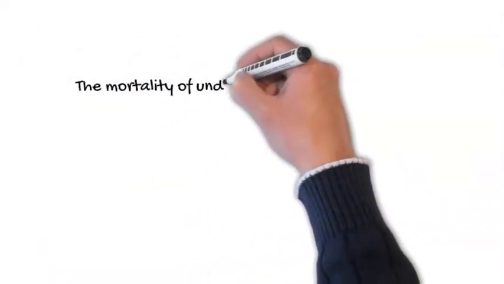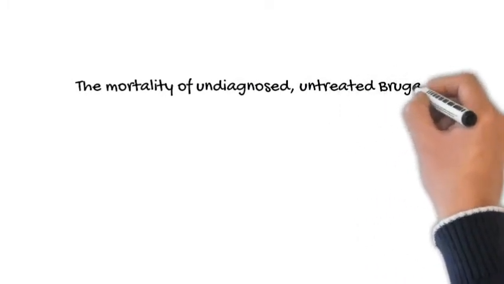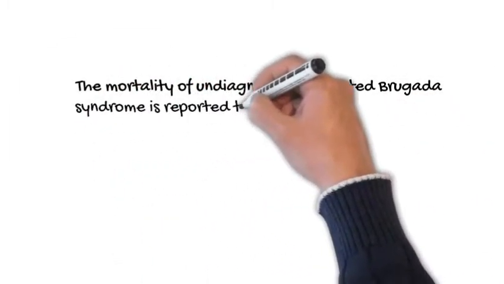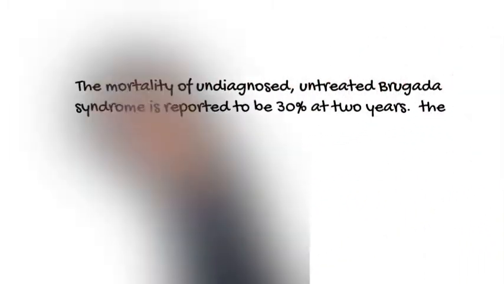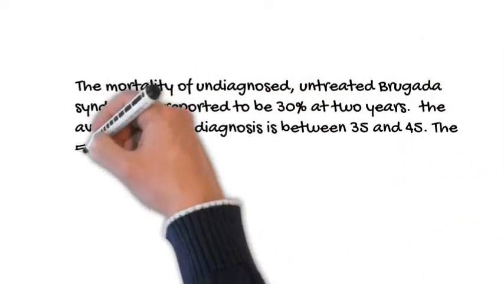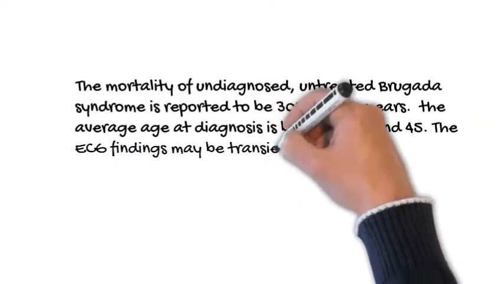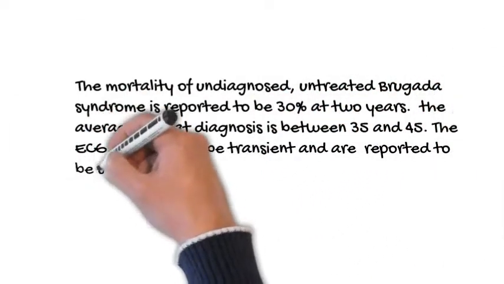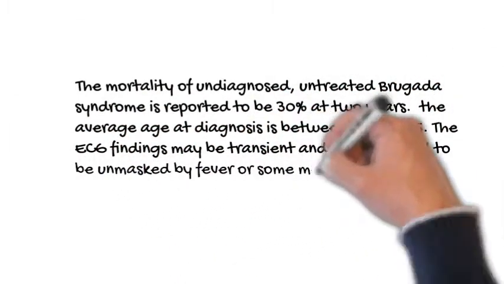The mortality of undiagnosed, untreated Brugada syndrome is reported to be 30% at 2 years. The average age at diagnosis is between 35 and 45. The ECG findings may be transient and are reported to be unmasked by fever or some medications.